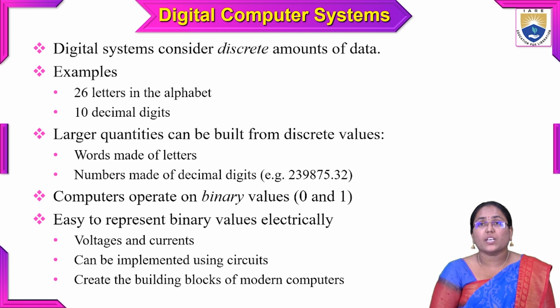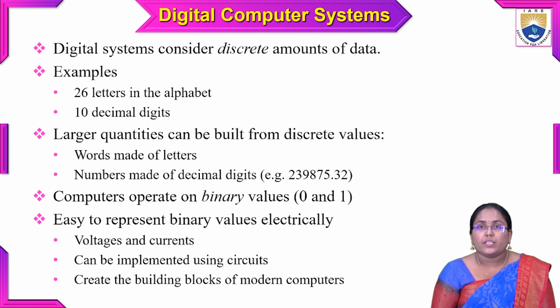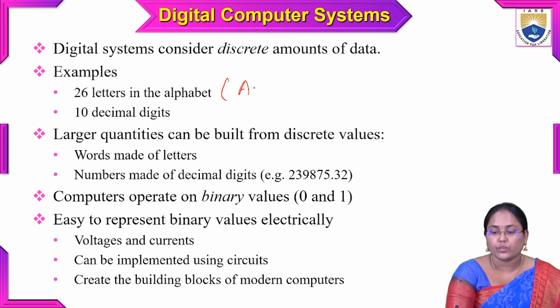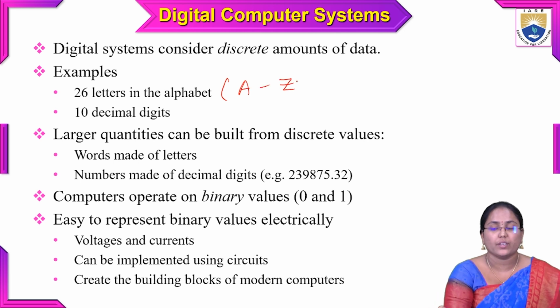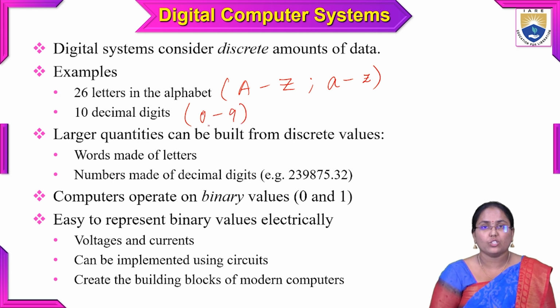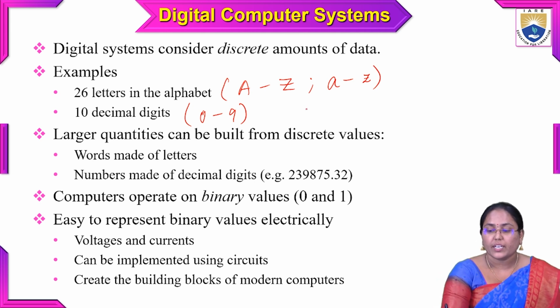So digital systems consider discrete amounts of data. For example, 26 letters in the alphabet, 10 decimal digits. 26 alphabets means A to Z, capital, small a to small z, small, and decimal numbers is 0 to 9. It is not 1 to 10. It is not 1 to 2. Rather it is 0 to 9 only, because 10 consists of two numbers, 1 and 0.